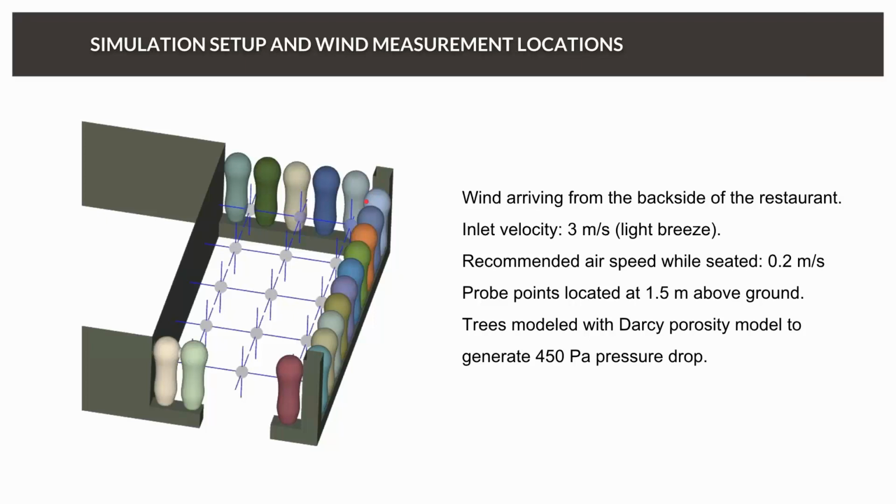Yes, regarding the measurement location, again we defined a local coordinate system and some probe points. And the wind arriving from the backside of the restaurant has an inlet velocity of 3 meters per second, which is a light breeze. And the recommended airspeed in contrast to that for while eating or being seated is 0.2 meters per second. And yes, therefore we used this measurement setup to judge the wind comfort improvements.